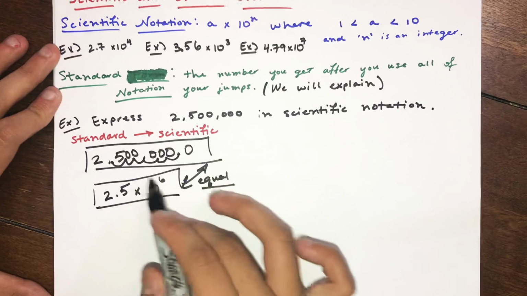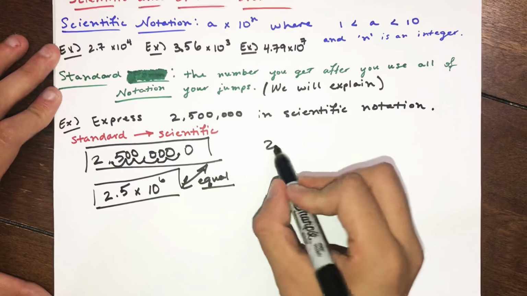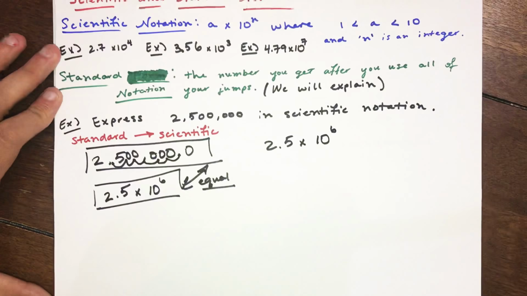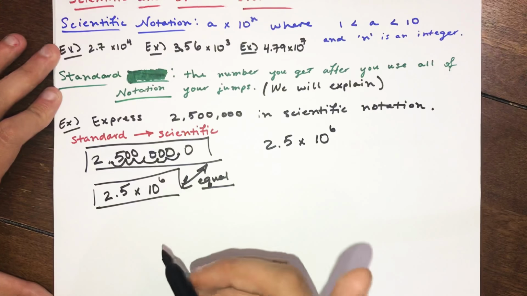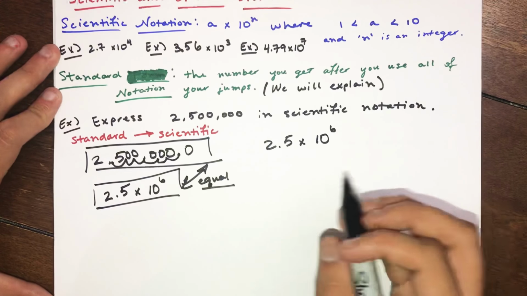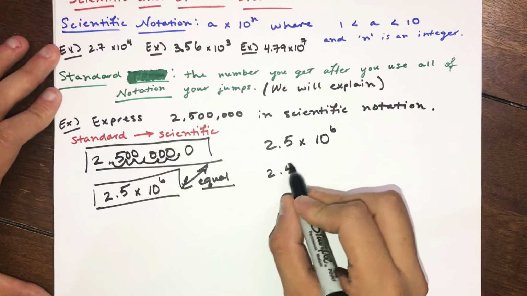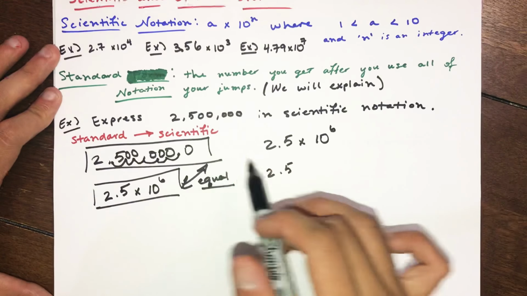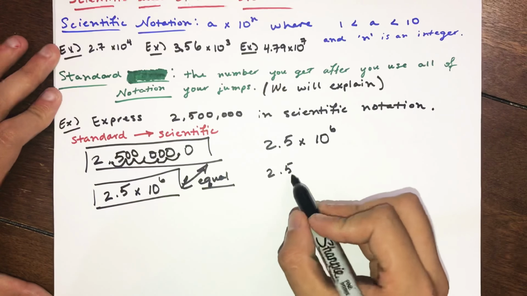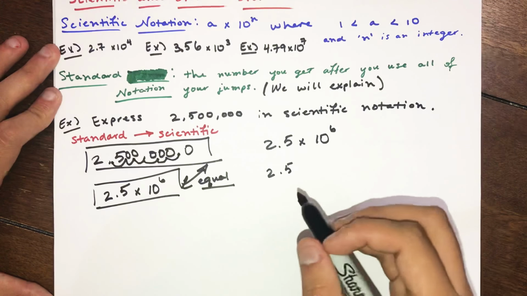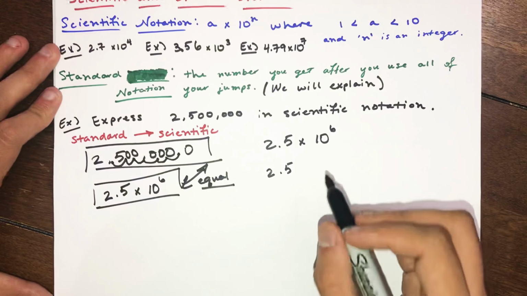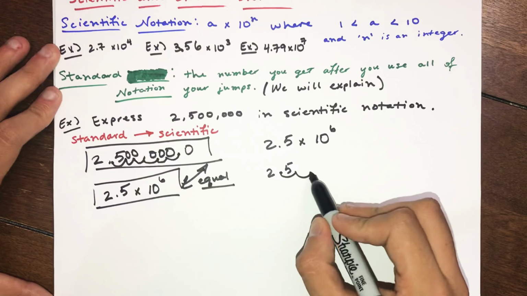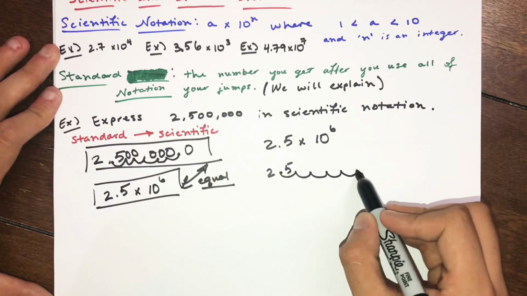So if we were to take this number, now in scientific notation, 2.5 times 10 to the 6, and bring it back to standard form, all you would have to do is take the 2.5 and jump to the right 6 times. That's what I meant by these jumps. By jump to the right, I just mean move the decimal to the right. So we would go 1, 2, 3, 4, 5, 6.